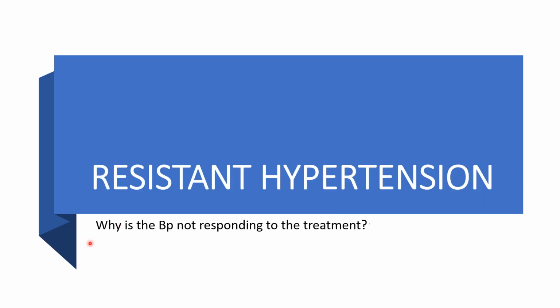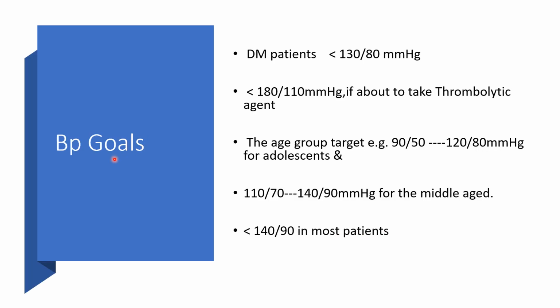Resistant hypertension: why is the BP not responding to the treatment given? Remember the blood pressure goal: less than 130/80, no, less than 180/110 when the individual is about to take a thrombolytic agent. Then, depending on the age group, you can target 90/50 to 120/80 in adolescents, and for the middle-aged man or woman it is 110/70 to 140/90. And then for most patients it is anything less than 140/90 if it's not hypotensive anyway. So this is the target, right? Then what is the problem with resistant hypertension? Don't worry, we'll get to that in a bit.